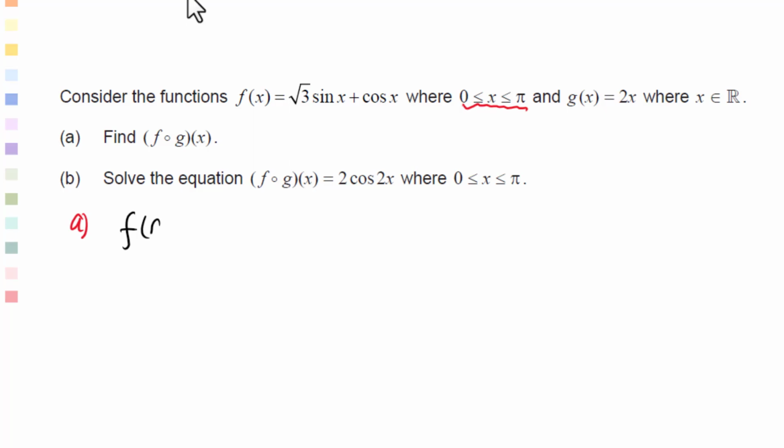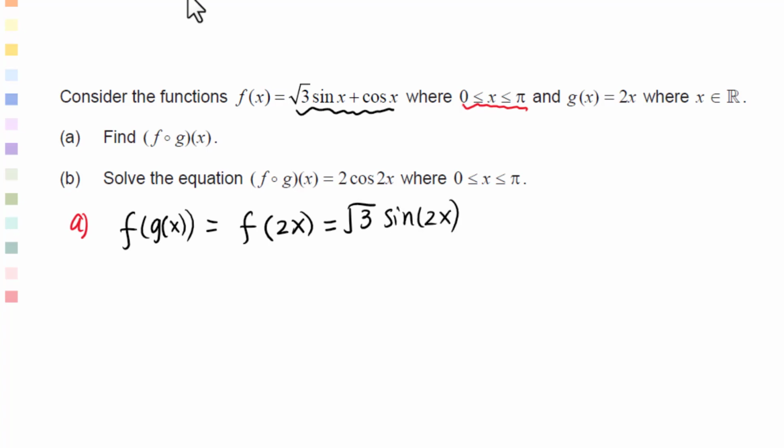f of g of x equals f of 2x equals, every single x we need to turn into 2x, square root of 3 sine 2x plus cosine 2x. For part B, solve the equation f of g of x equals 2 cosine 2x.